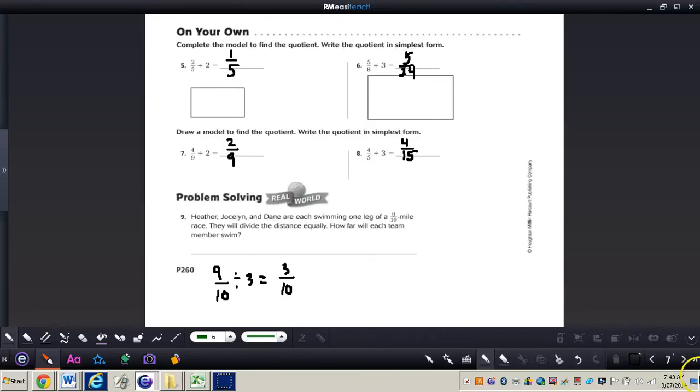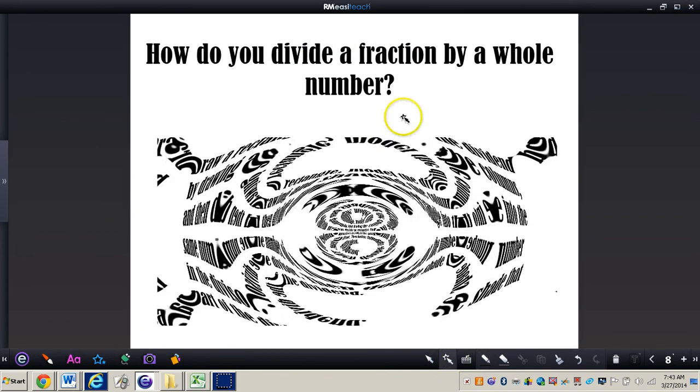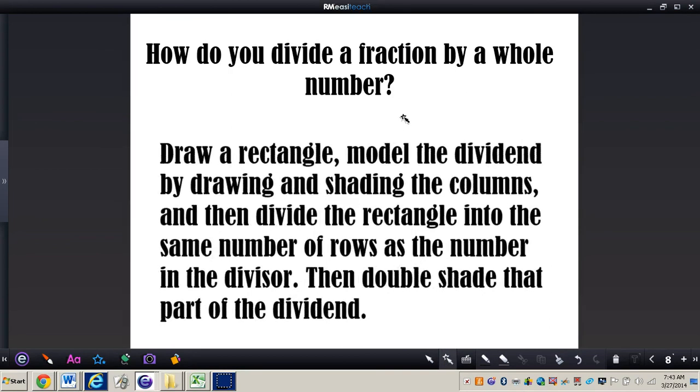Now, to finish up the video, how do you divide a fraction by a whole number? What we did is we drew a rectangle, we modeled the dividend by drawing and shading the columns, and then divided the rectangle into the same number of rows as the number in the divisor. And then double shade that part of the dividend, and that is how we divided the fraction by a whole number. And I even showed you the mathematical way, just straight numbers, on how to do this, but I also want to show you the concrete way as well. So if you have any questions about dividing fractions by a whole number, please come and see me.